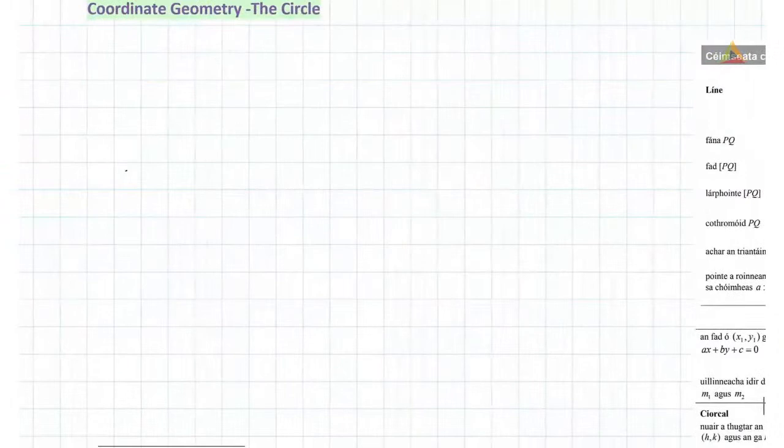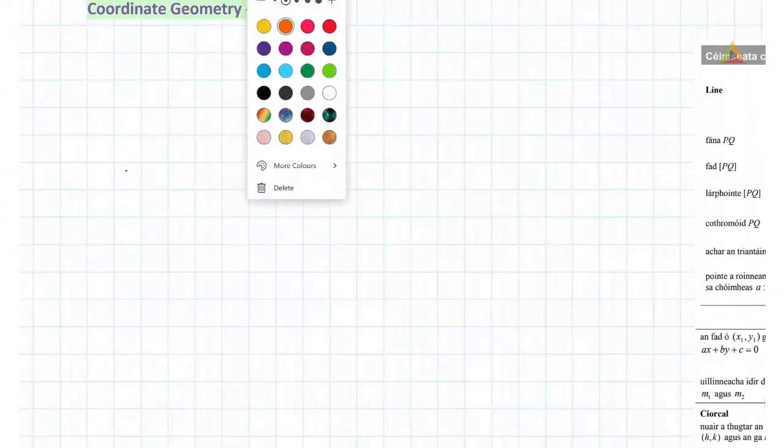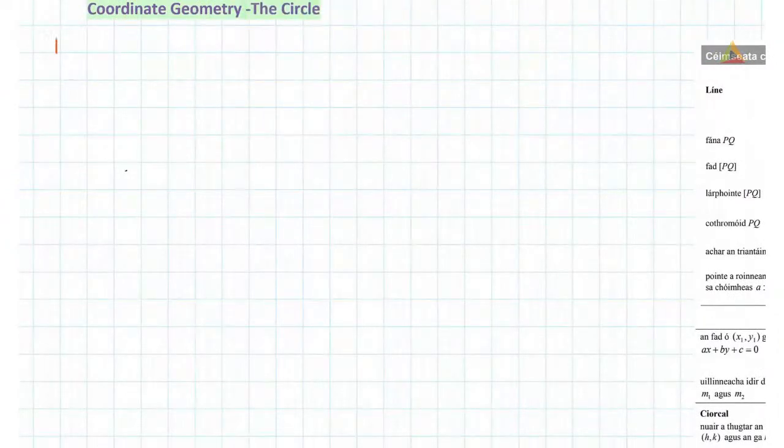So let's go back over here to where we have a little bit more space, and go through very quickly a couple of things to do with the circle before we have a look at a couple of the exam questions. We've mentioned the three equations of the circle.